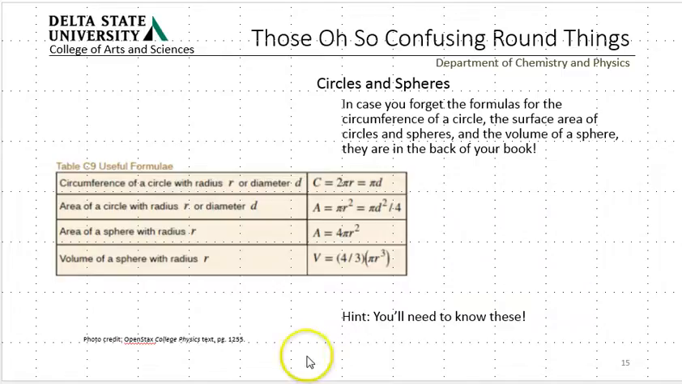So all of these you just need to have in your head. They're in table C9, in appendix C of the book. If you forget them, go back. Anytime we're dealing with a chapter that involves circles or spheres, make sure you have these in mind, because these are pieces you need to know.